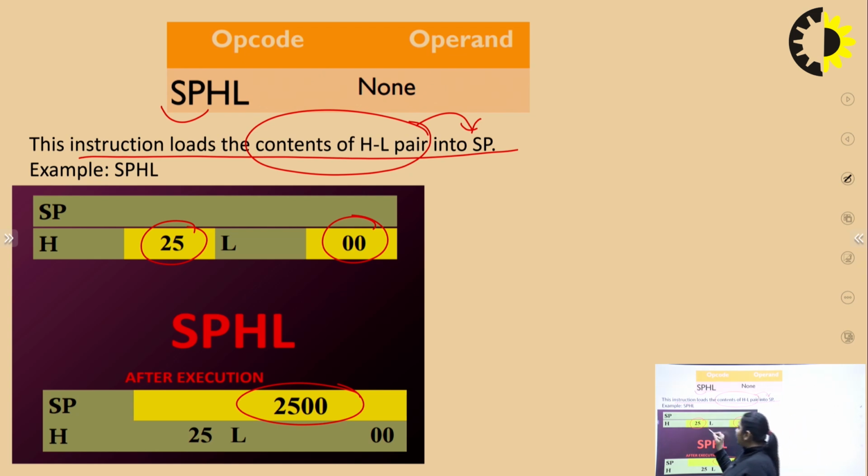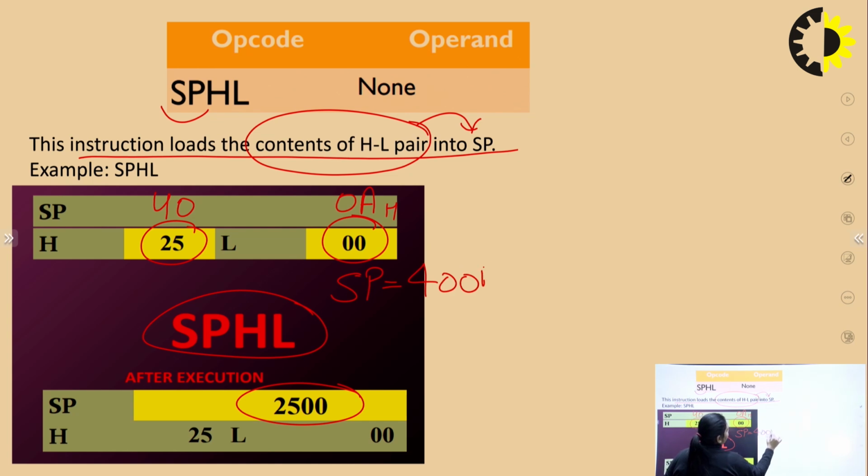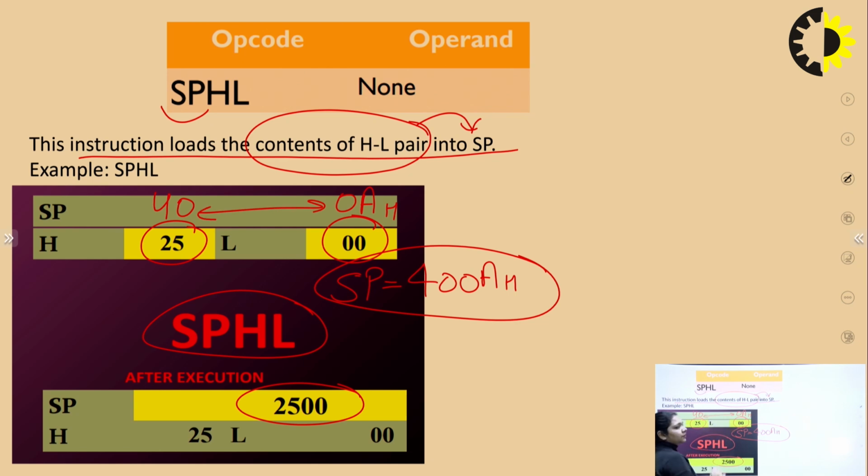For example, one more example: suppose H's contents was 40 and L's contents was 0AH, a hexadecimal number. After SPHL, what will happen? The stack pointer's contents will become 400AH because the HL pair was pointing to 400AH. That is why. So this instruction loads the contents of the HL pair into the stack pointer. Now the stack pointer will be either 2500 or 400A if the contents are these.